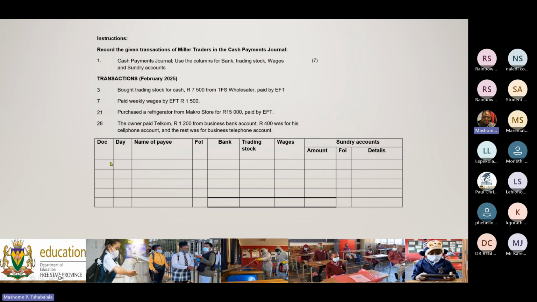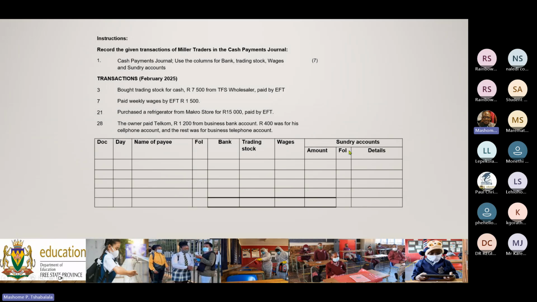Again, it is important to know the document number, the source document that we are using. It can be EFT, it can be the bank statement. It must appear under document. Now, to remind you learners again, we are no longer having the checks. If you see checks in your textbooks, please cancel it and write EFT.